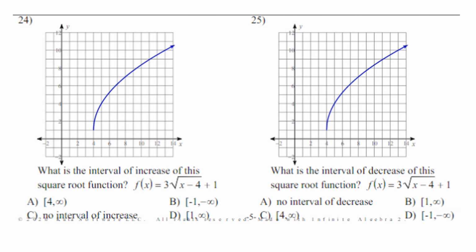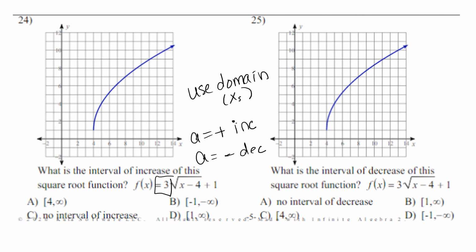Numbers 24 and 25 talk about intervals of increase and decrease. Again, you can look at that leading coefficient. If your a value is positive for square root functions, it's going to increase. If your a value is negative, it's going to decrease. That's actually true for any function, but it's really easy to see for the square root functions. So in this case, it is definitely increasing, and you use the domain, your x's, for your interval of increase or decrease.